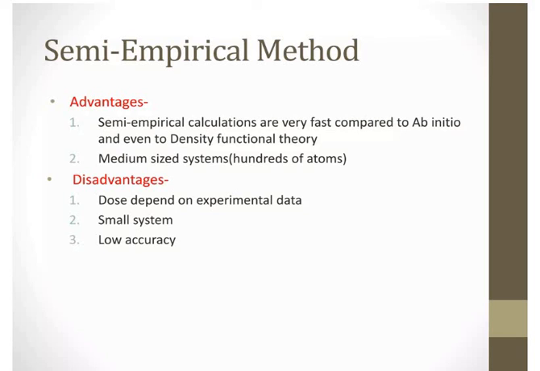So, what is the advantage of semi-empirical methods? Semi-empirical calculations are very fast compared to ab initio and even to density functional theory. They suit medium size systems, hundreds of atoms. And what is the disadvantage? They depend on experimental data, suit only small systems, and have low accuracy.